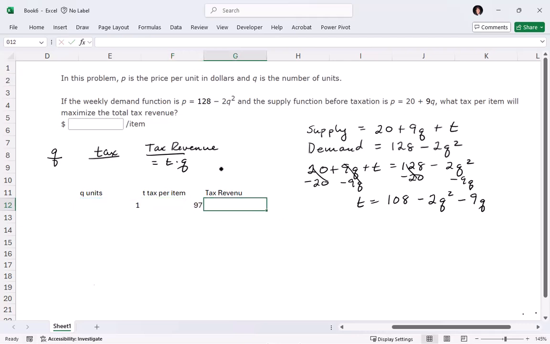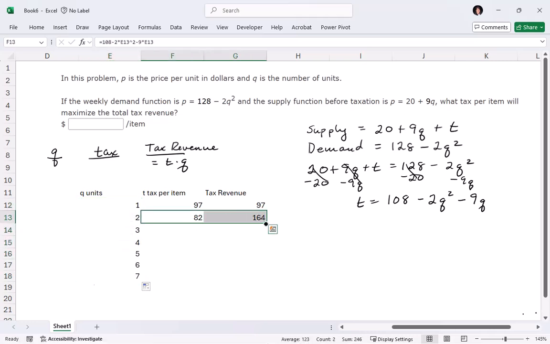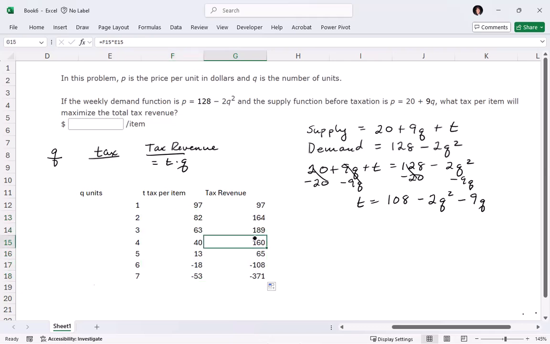Tax revenue is tax times units. Okay, if I do 2 units and copy the formulas down, revenue's going up. Let's see. The revenue goes up for a while and then it goes down. Looks to me, the best I can see is right there at 3.